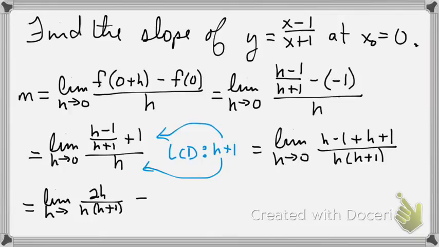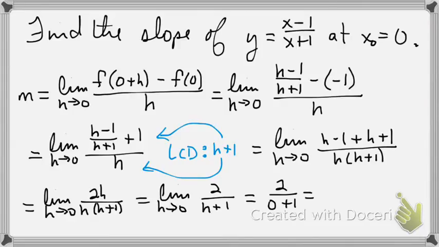Now what happens? One of the h's cancels. And finally, at this step, we are now able to evaluate the limit. If I use direct substitution, I get 2 over 0 plus 1, which is 2. So what is the slope of this rational function at 0? 2. That's a positive value, right? And what did positive slopes tell you? Increasing, right?